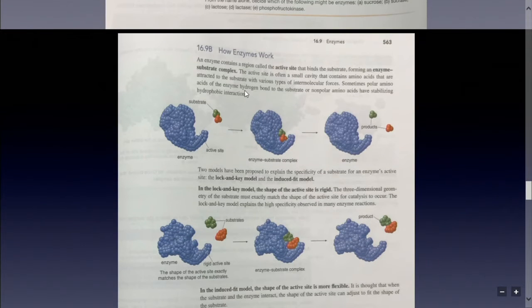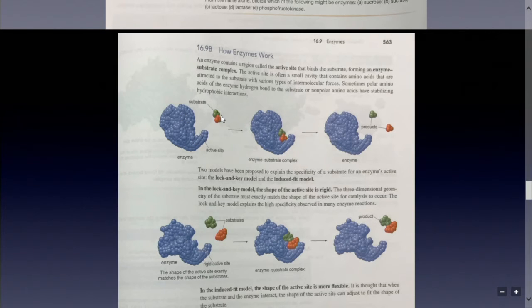So basically, this is really cool. This is basically how all enzymes work, and it's so simple to understand, especially when we're looking at this visual here. I'm a very visual person, so I get excited when I see this kind of stuff. An enzyme contains a region. So here's our big protein, and it's an enzyme because it's doing a job, speeding up a chemical reaction, and it's acting on a substrate.